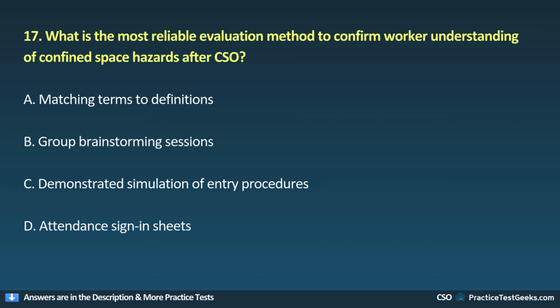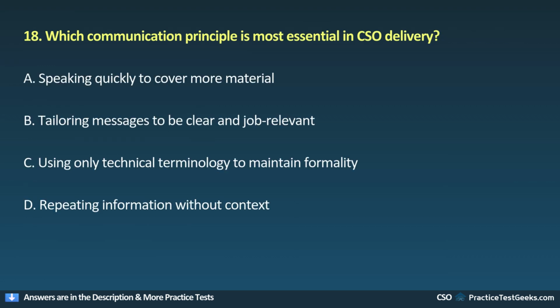17. What is the most reliable evaluation method to confirm worker understanding of confined space hazards after CSO? A. Matching terms to definitions. B. Group brainstorming sessions. C. Demonstrated simulation of entry procedures. D. Attendance sign-in sheets.